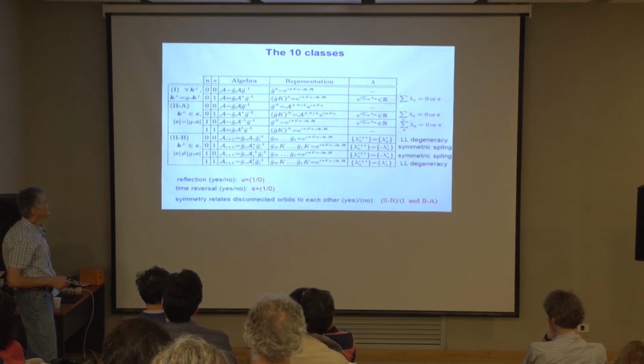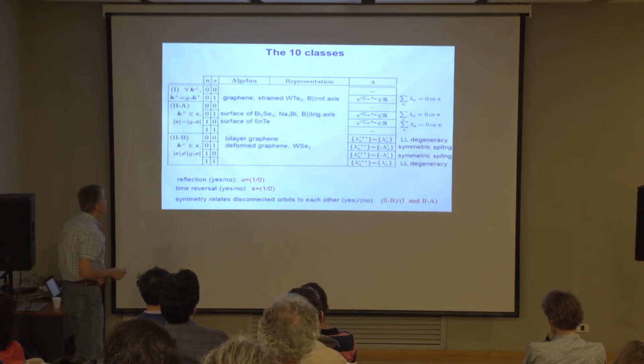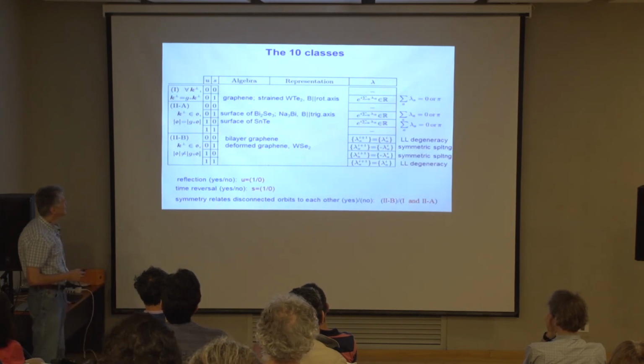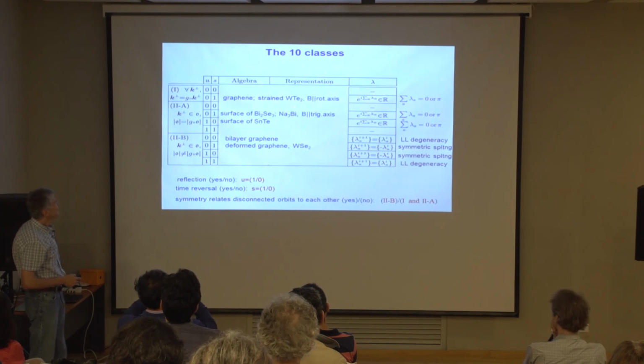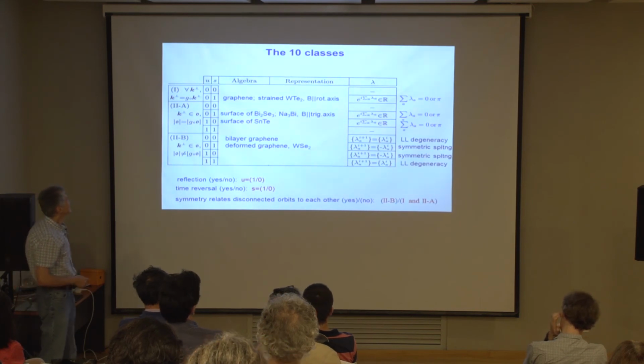In some cases, there is an additional way to say whether it's zero or pi, which is beyond symmetry. By the way, these are all concrete. Lots of these things are very concrete: graphene, deformed graphene, tungsten telluride, sodium bismutide, and so on.